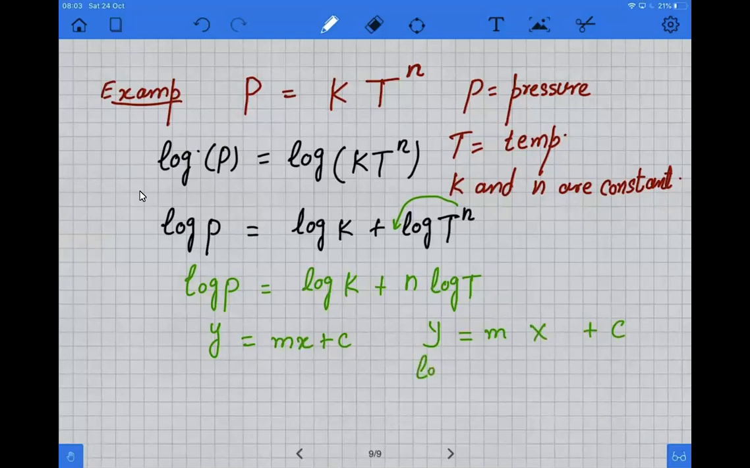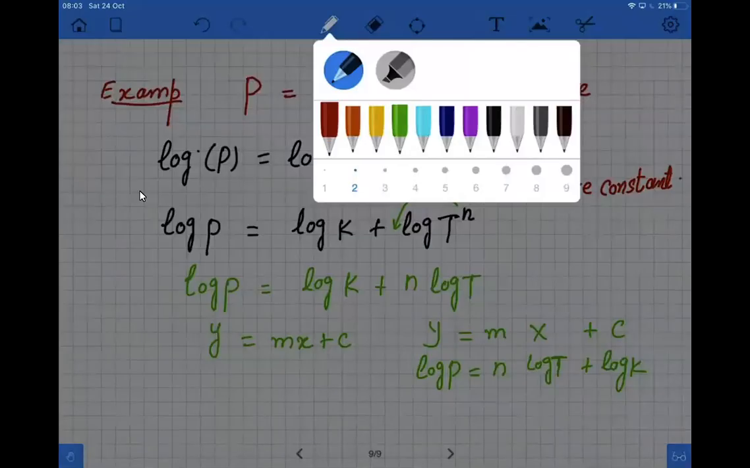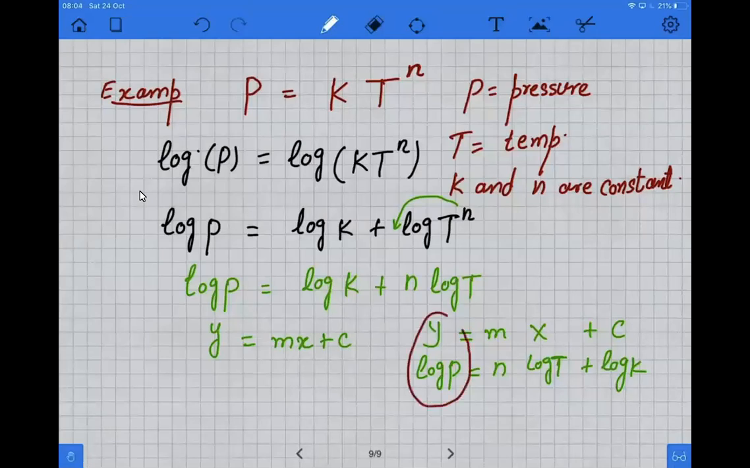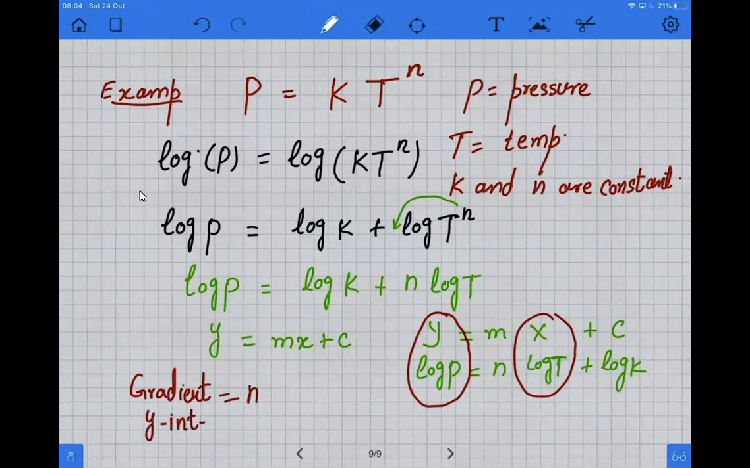It would be log of p on the y-axis, log of t on the x-axis, because p and t are the variables, n will become gradient, and log of k will become y-intercept. So here we get this quantity on the y-axis, this quantity on the x-axis, and our gradient would be n, and our y-intercept would be log of k. This is your part A of question number 2.